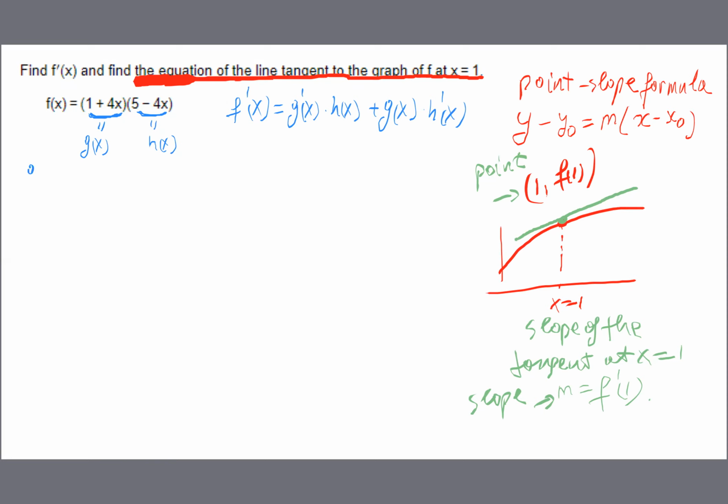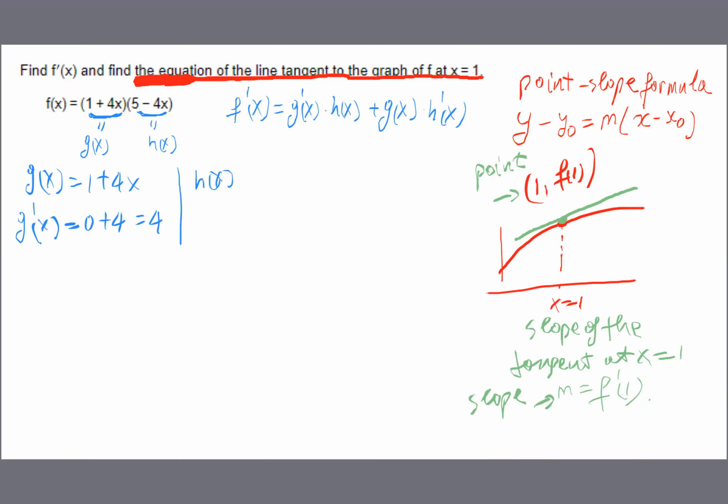Okay, so g of x is 1 plus 4x. That means that g prime of x is 0 plus 4, which equals 4. The derivative of 4x is 4.